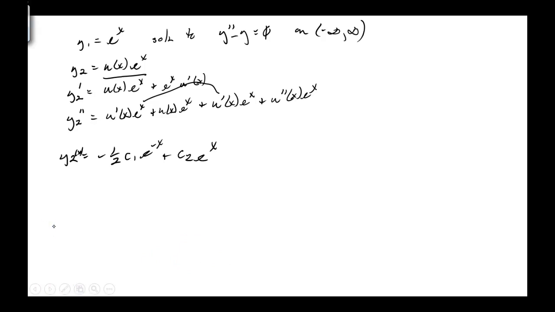We had a y1 e to the x, and here's a y2 of x. Negative 1/2 C1 e to the minus x plus C2 e to the x. Okay.